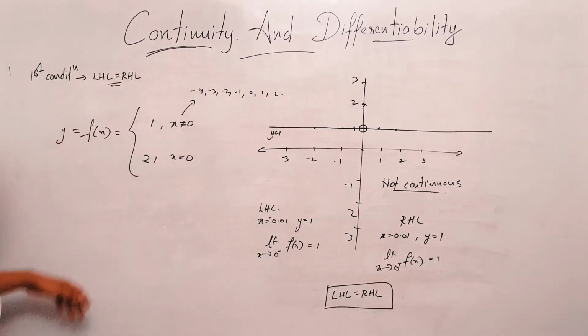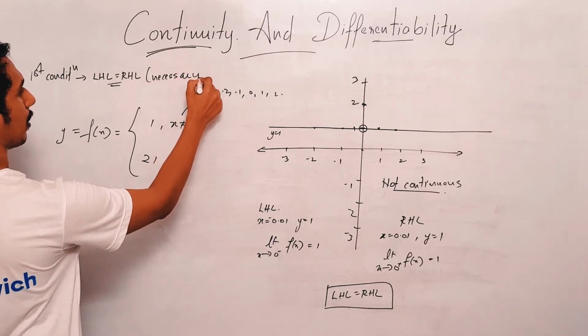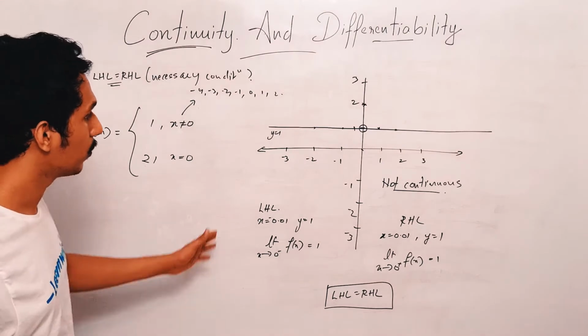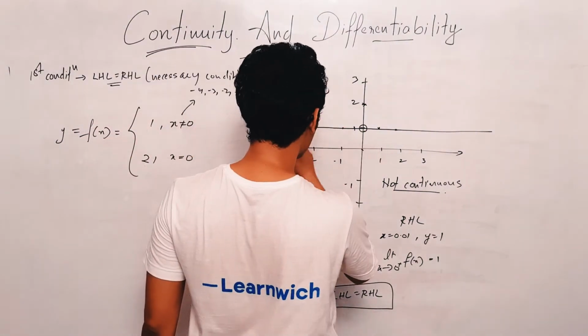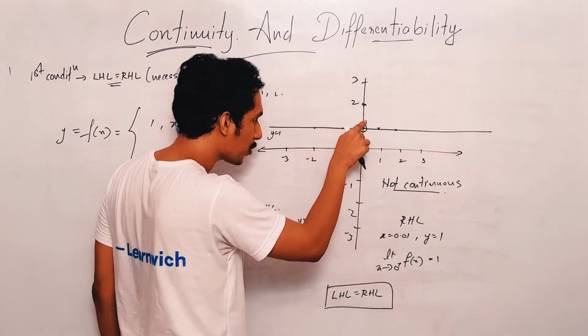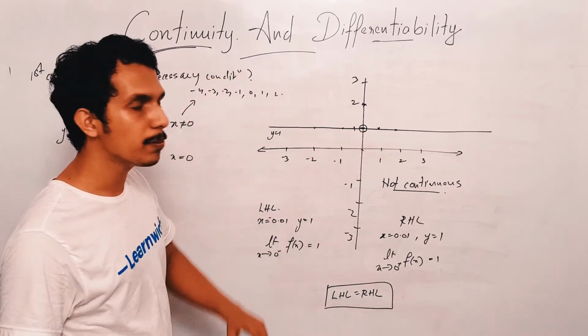So this is only a necessary condition. What is the sufficient condition? What should be the sufficient condition? Watch carefully. See, the left hand limit, this is the line. Right hand limit, this is the line. This point should also be here. At this point also, the function should be present.